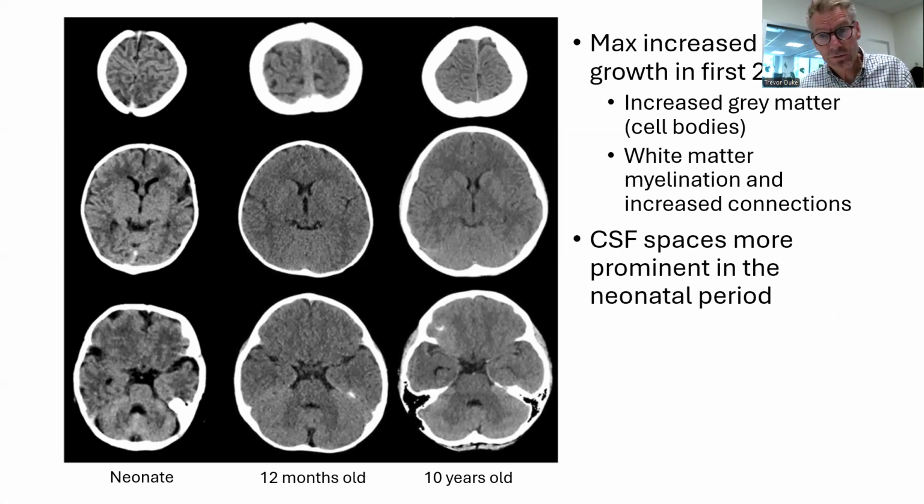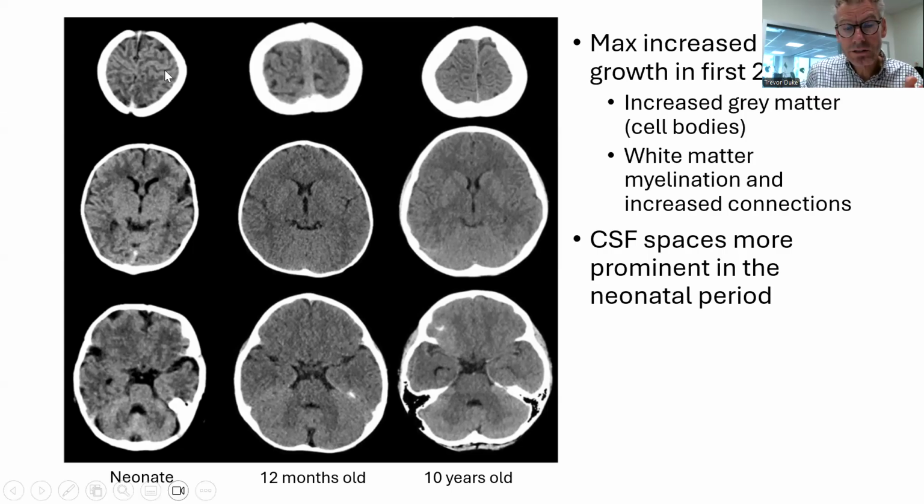In the first 2 years of life, the brain has maximum growth, and that's because you increase the number of cell bodies, so the number of neurons increases, and also there's myelination of the white matter. So the volume, the mass, the weight of the brain increases very substantially, and so there's less room for cerebrospinal fluid surrounding the brain.